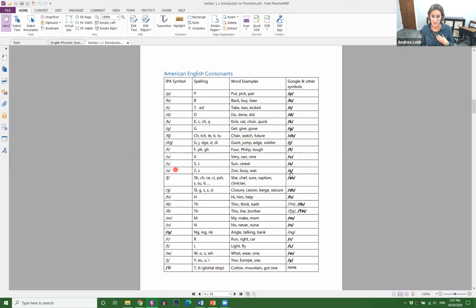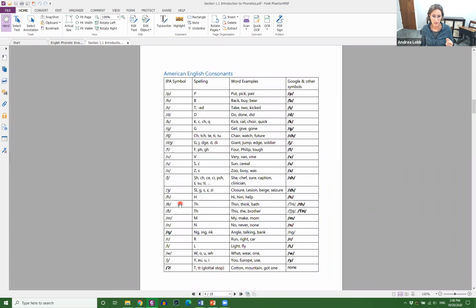F, V, S, and Z match the spelling system really well. The SH sound, shh. This is the IPA, shh. Again, Google uses the most common spelling for that, shh. The zh sound. Now in English, we don't have a letter that represents this sound or a two-letter combination like SH or CH. It gets spelled differently for different words, closure, lesion, whatever. Google Dictionary uses the ZH for that.